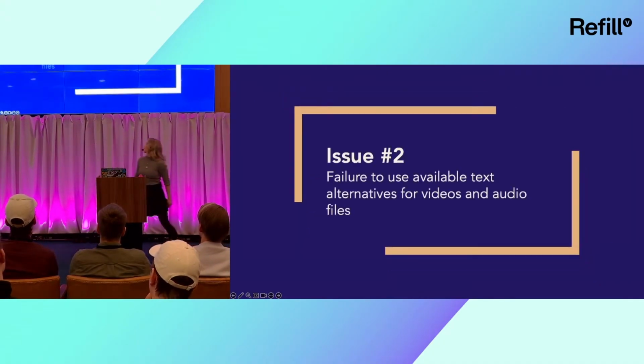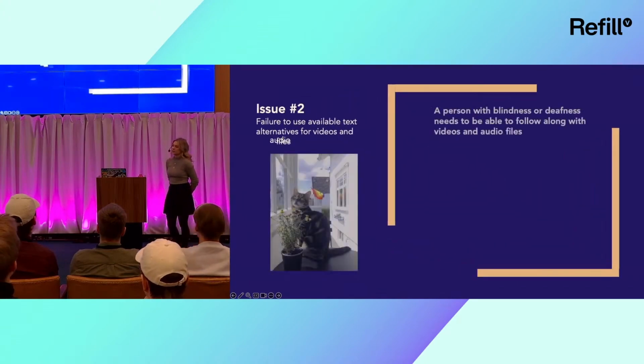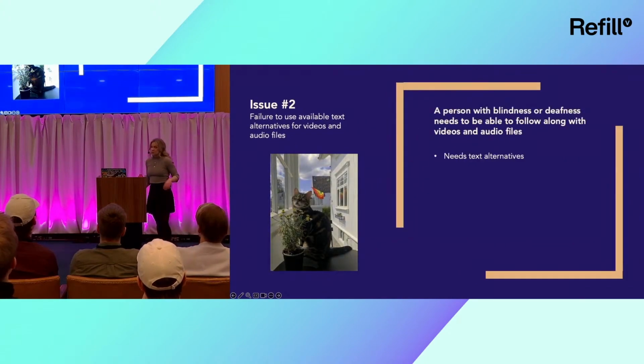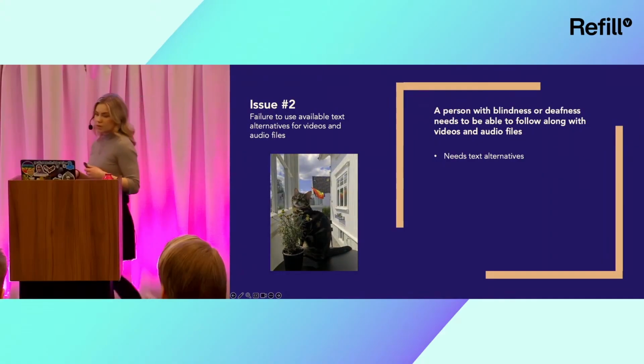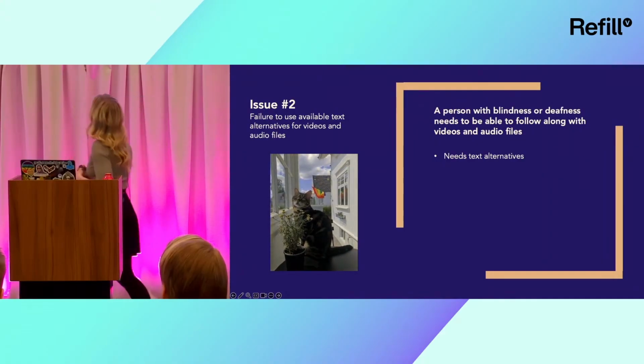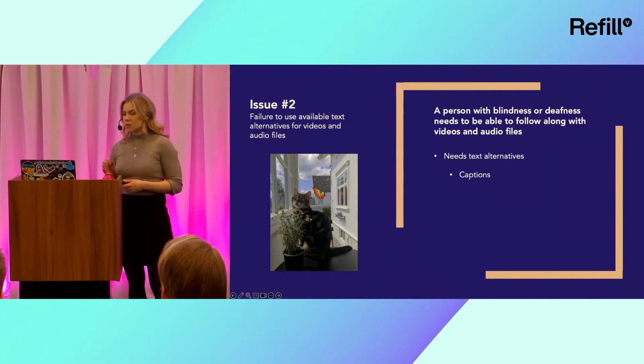Issue number 2, failure to use available text alternatives for videos and audio files. The necessary types of text alternatives must be carefully considered. And there are various kinds of text alternatives you can include. We have captions. Videos with sound must have captions so that people with hearing impairments can follow along.